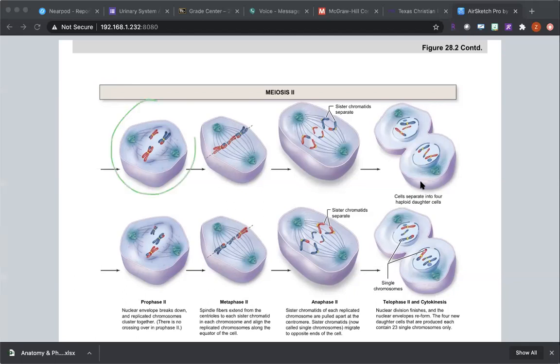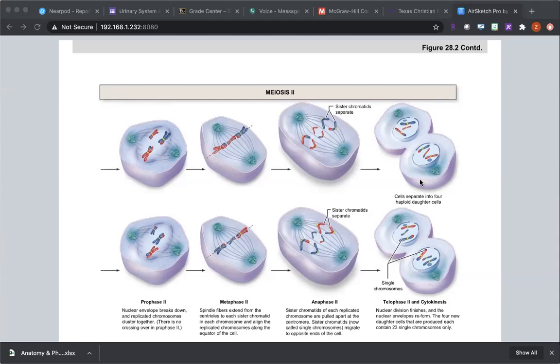So here we don't have the homologous pairs. We just have those replicated chromosomes. They appear, they condense, the nuclear envelope disappears, so they become visible in prophase 2. There's no crossing over here, okay? It's just regular prophase here at this point.